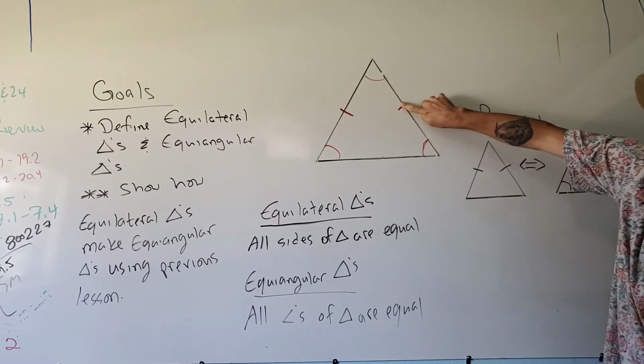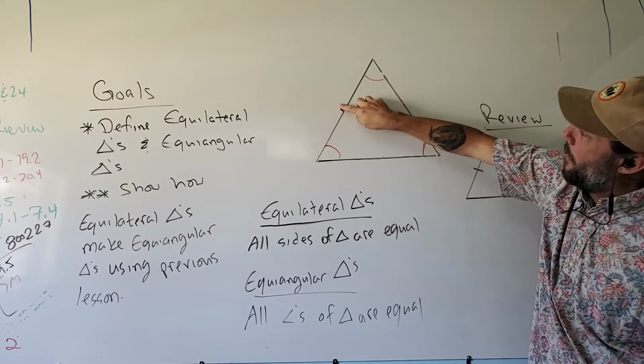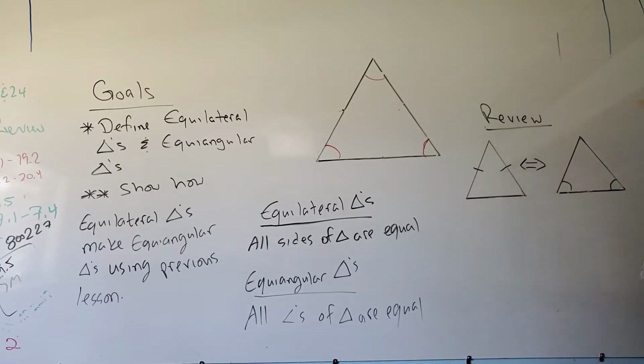So if I start off with a triangle, let's say has two congruent angles.